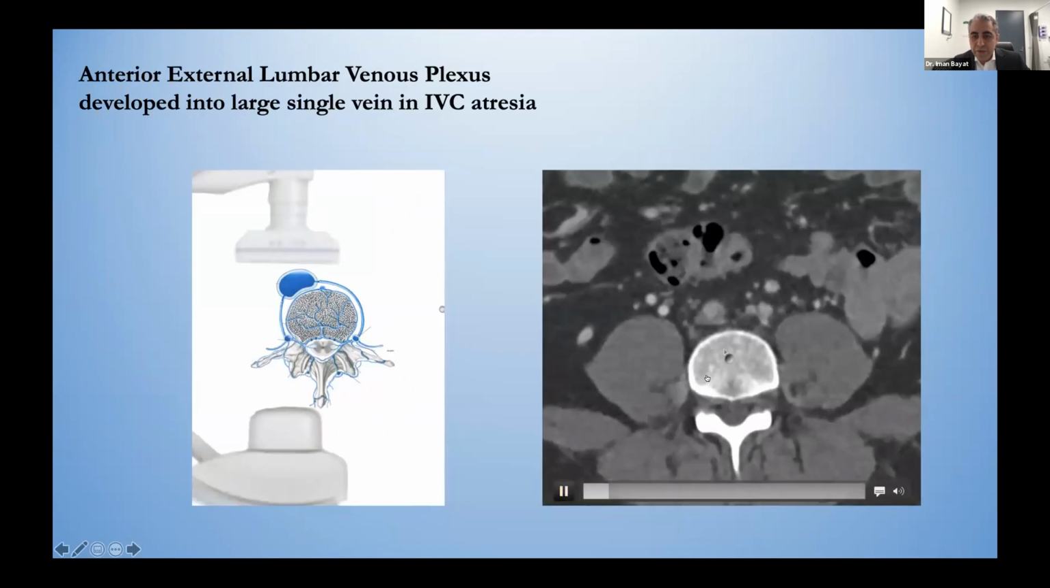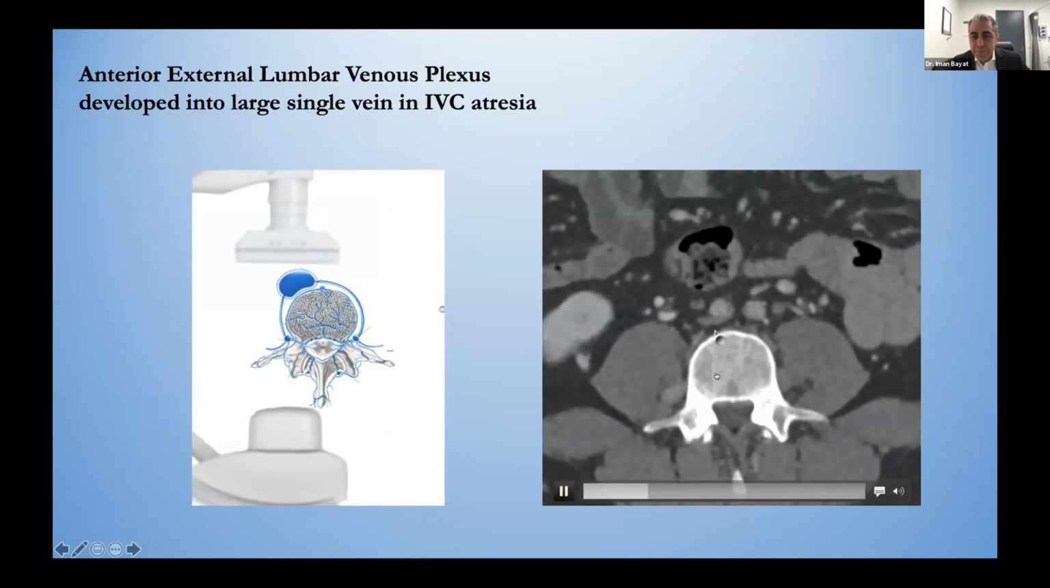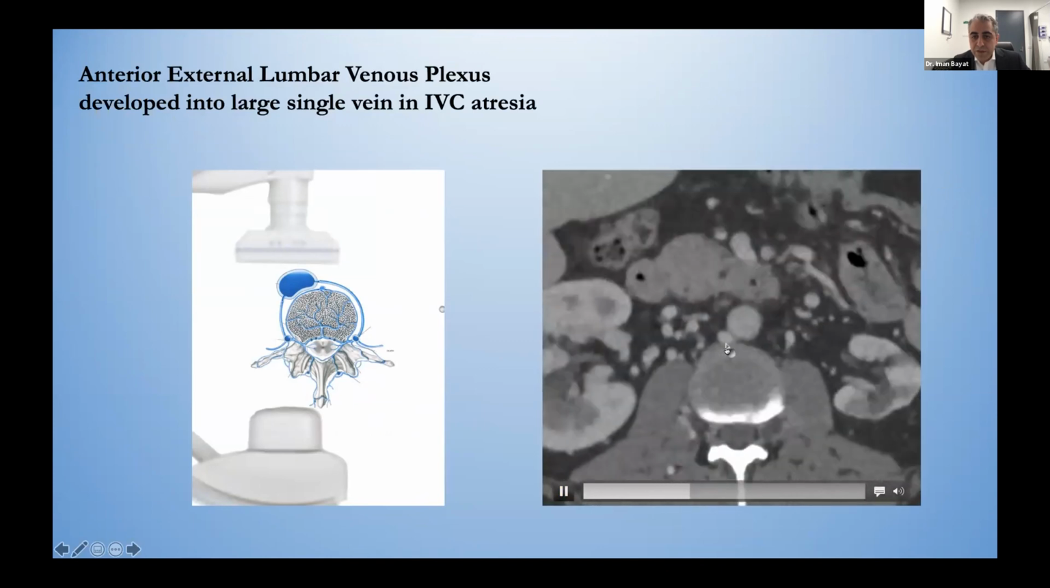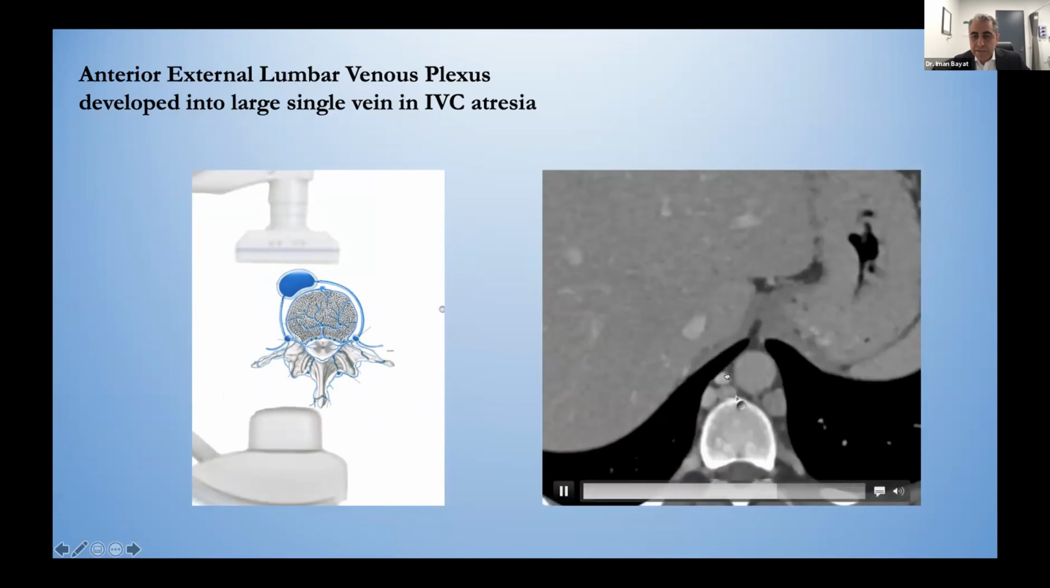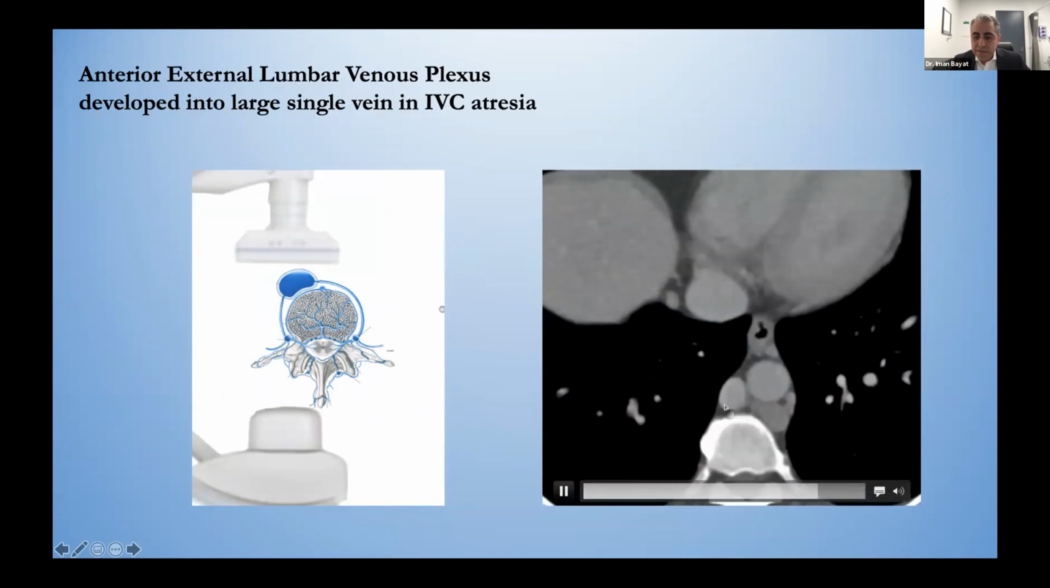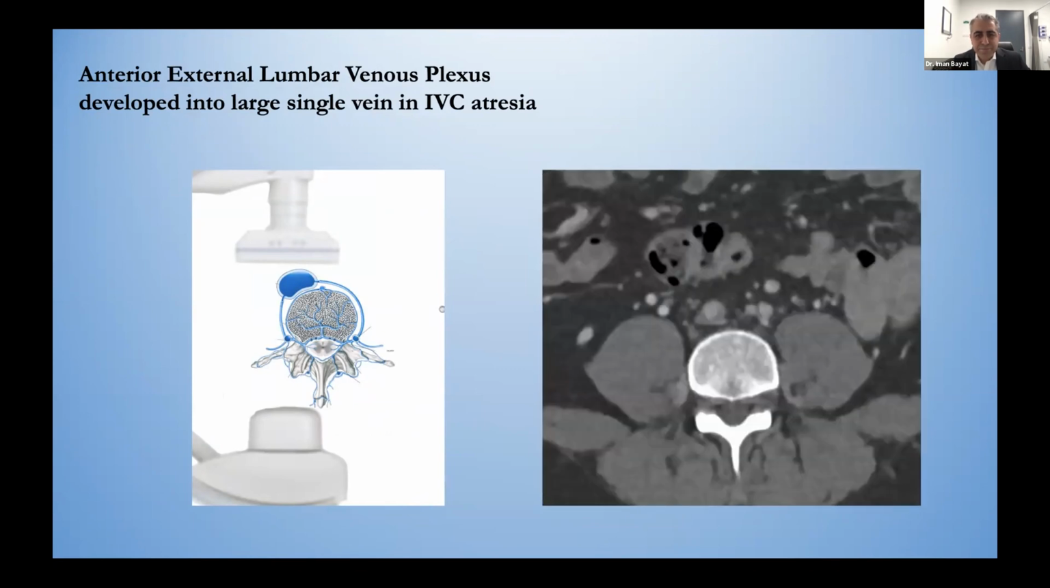And this is a patient with atresia of the IVC. As you can see, this large vein in front of the vertebral body drains into the azygous system. It's not the IVC, and it's that development of that venous plexus over time.